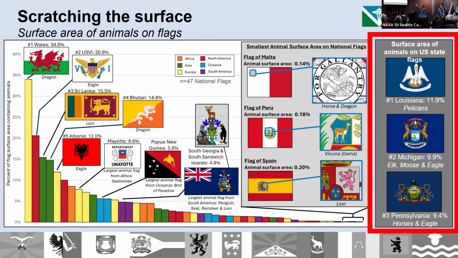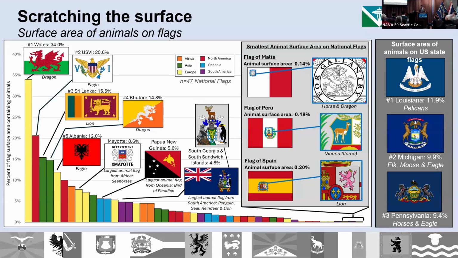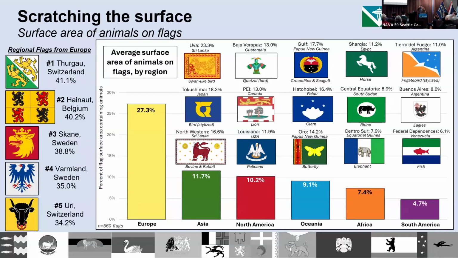I also ran it on states. The biggest animals on flags on U.S. states are Louisiana, Michigan, and Pennsylvania. That has the horses and the eagles, and then those pelicans. Looking at regional flags, I found something quite different. The average on a national flag is only 4.6%, but if you look at the regional flags, they're much higher. So they're more likely to have them, and then they're also larger.